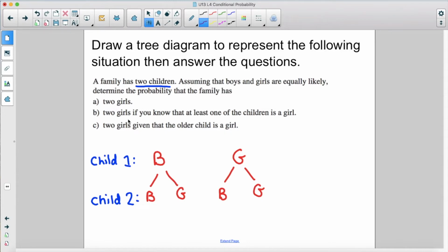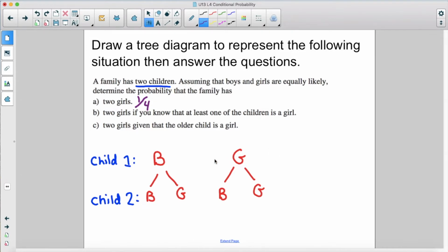So part A says, what is the probability that the family has 2 girls? So if we look at our tree diagram, this represents a boy and a boy, a boy and a girl, a girl and a boy, a girl and a girl. Of all those answer choices, there's only one possibility that there's going to be 2 girls out of the 4 total possibilities. Because remember, we can either have a boy, boy, boy, girl, girl, boy, girl, girl.